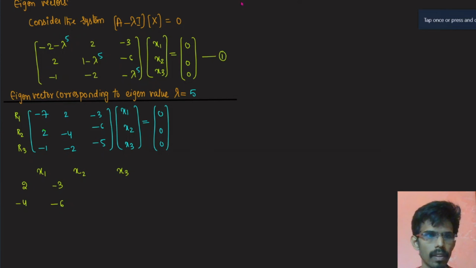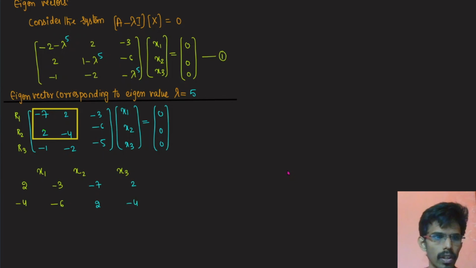Now take again a small submatrix of this 3 by 3 matrix, this one. Now take these elements minus 7, 2, 2, minus 4. Now apply AD minus BC here. So I'll get x1 upon 2 into 6 will be minus 12, minus 4 into 3, minus into minus will be plus, it will become 12.